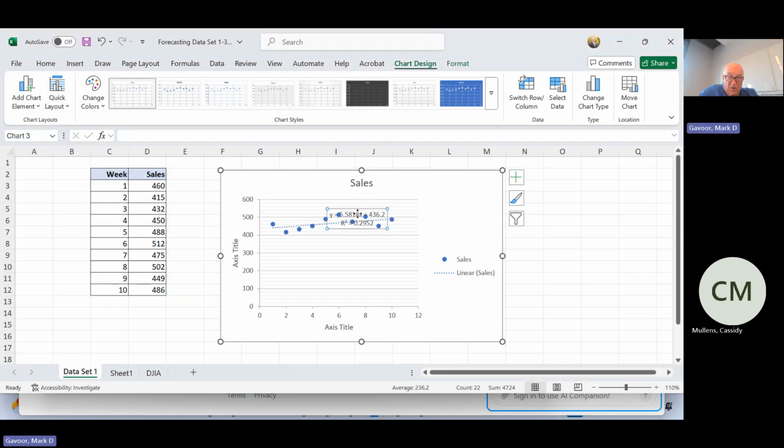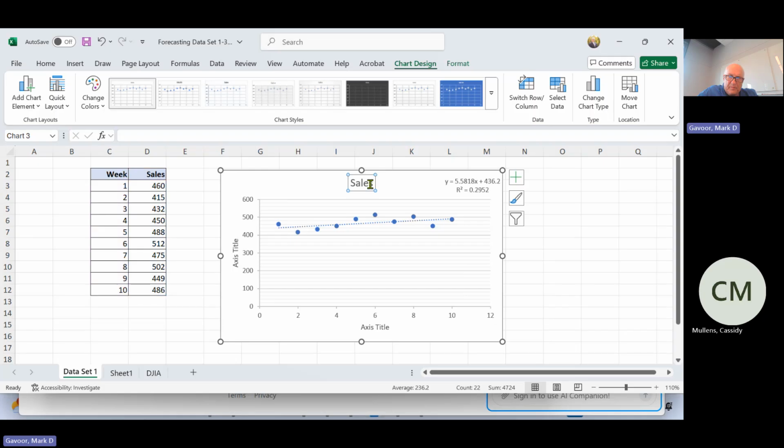And if I move this over here, hey, it gives me y equals 5.5818x, where x is time, in this case weeks, plus 436.2. So my slope is 5.5818, and my intercept is 436.2. That works. If you want to keep the key, you can keep it. If not, I like to get rid of it.